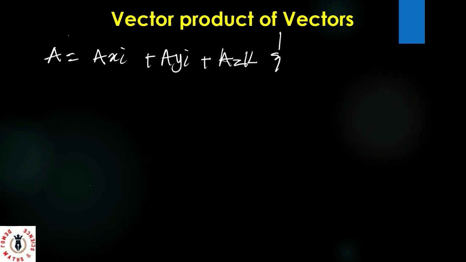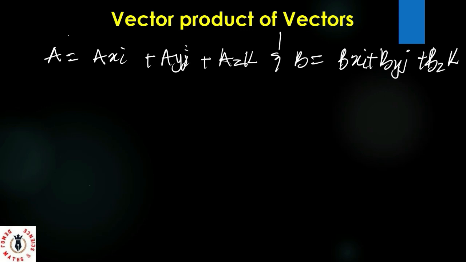Welcome back. Like I did promise, I will explain different methods of finding vector products of vectors. The first method is expansion. If I have a vector A, which is equal to Axi plus Ayj plus Azk, and I have another vector B, which is the same thing as Bxi plus Byj plus Bzk.